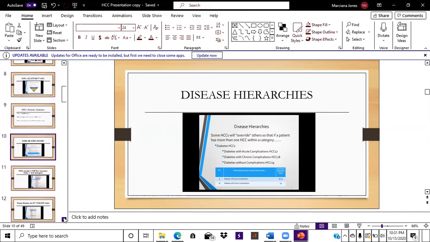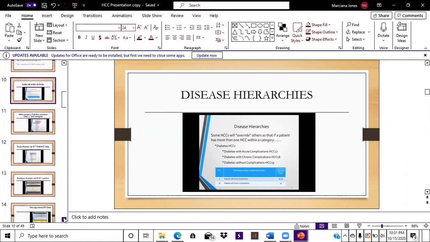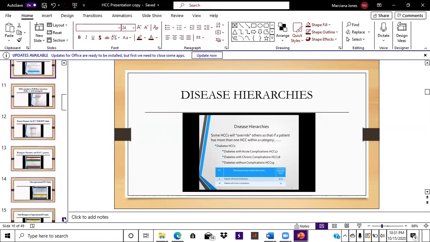And if you're just learning risk adjustment, a lot of these codes you already use. It's just that you're not familiar with risk adjustment, so you don't know which codes are adjusting to which categories and things like that.